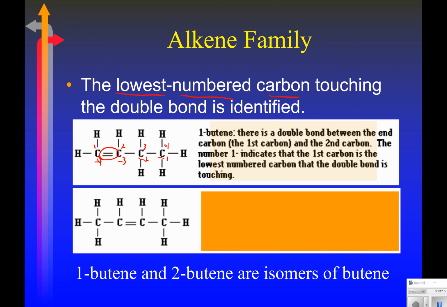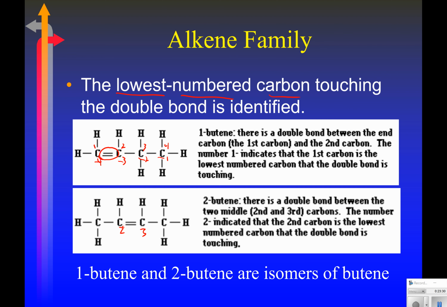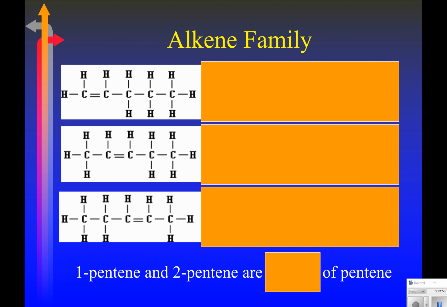So this is 1-butene. In the second example, we see the double bond gets moved in between the second and the third carbons. Therefore, in this case, it doesn't matter if you number left to right or right to left. It's always going to be 2-butene. So the only difference between these two is the placement of the double bond, but that does in fact change what the substance is, and therefore changes its properties. So these are considered isomers of butene because they all have the same formula, C4H8, but the placement of the double bond is different.